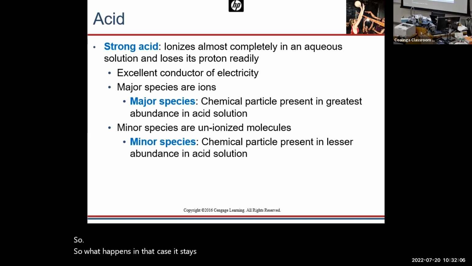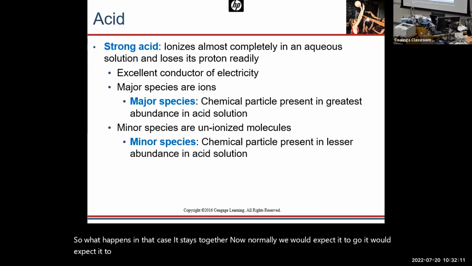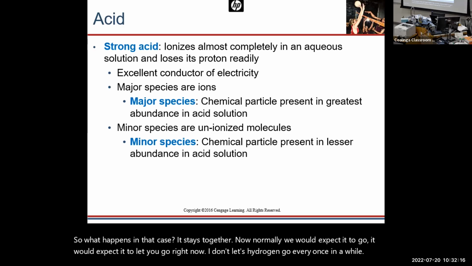Now, normally we would expect it to let hydrogen go. It only lets hydrogen go every once in a while. Very light.